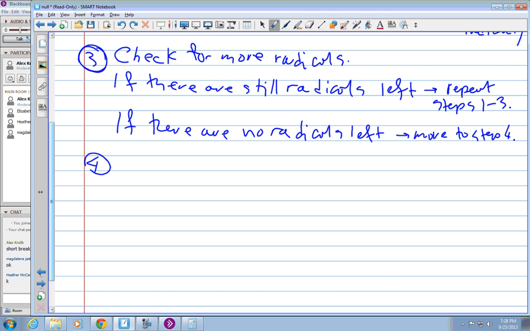And step 4, after you do all that, you get rid of all the radicals, you'll have a nice polynomial equation. So solve whatever equation you have. It doesn't have any radicals, by whatever means possible. And step 5 is to check your solutions for extraneous ones.